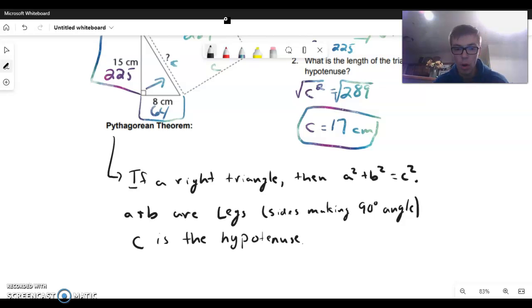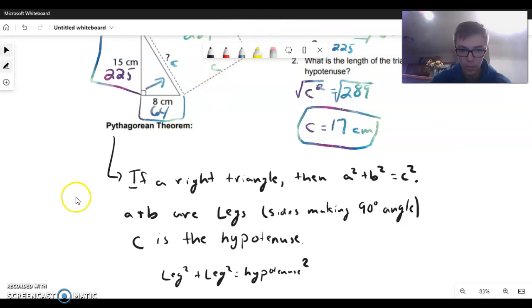So some people will also remember this as leg squared plus leg squared equals hypotenuse squared, and they'll abbreviate it, but I'm going to spell it all out. Hypotenuse squared. That's how some people remember it, so they don't have to remember the letters. If you hear me say leg squared plus leg squared equals hypotenuse squared, it's the exact same thing as a squared plus b squared equals c squared.